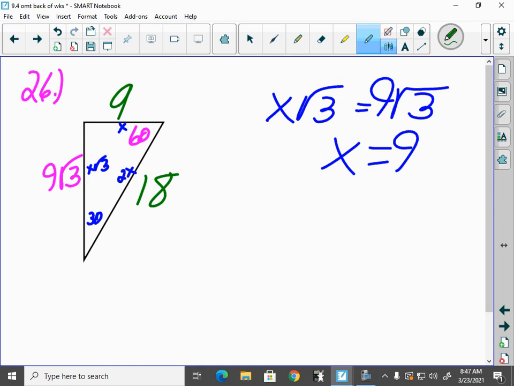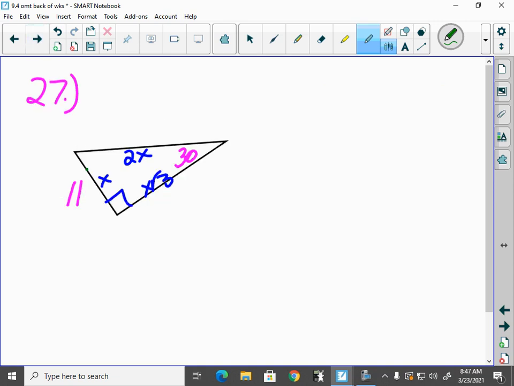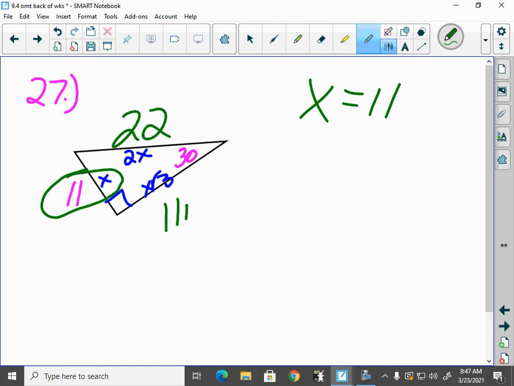Ready? Set? Last but not least, oh, it's an easy one. X is 11. So that's double deuce. And this is 11 square root of 3. The double deuce, 22.